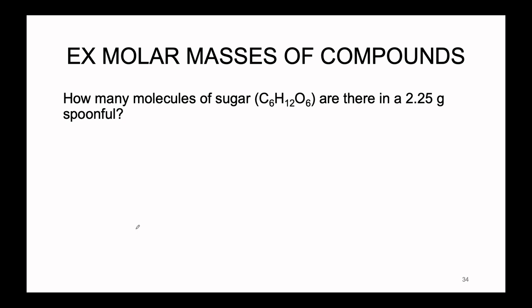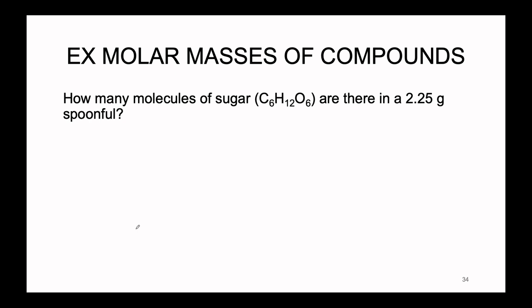So if you, like me, are the type of person who drinks coffee every day, first and foremost, but in addition to that, likes to add a spoonful of sugar to your coffee just because it helps to cut the bitterness a little bit, the average mass of a spoonful of sugar is 2.25 grams.